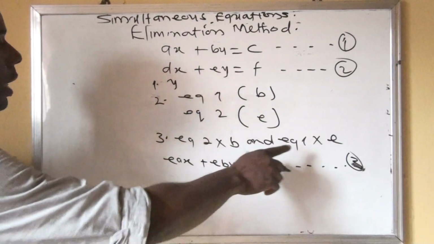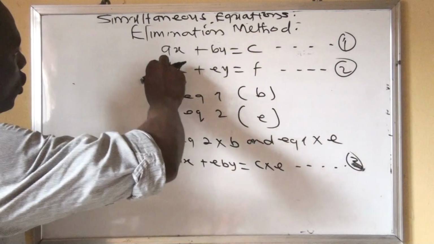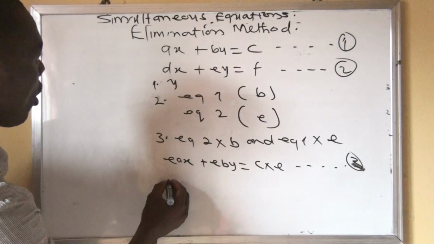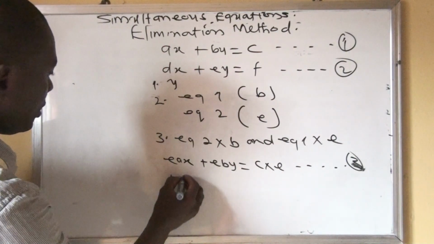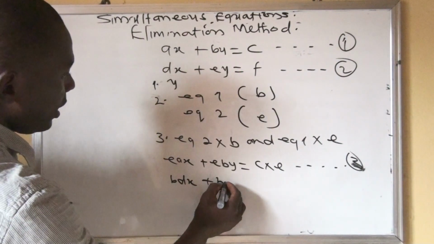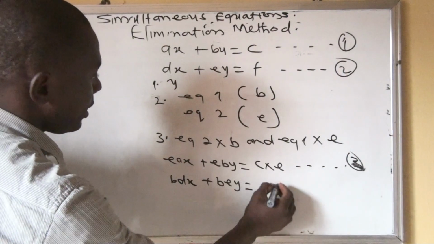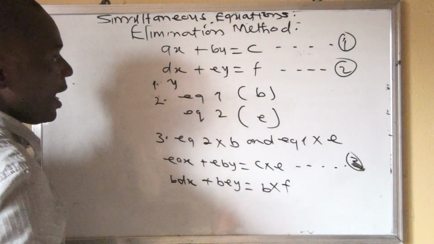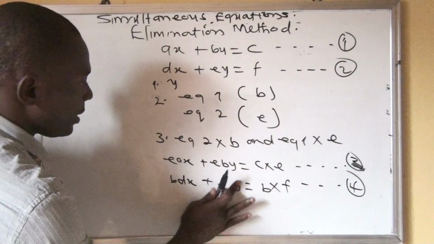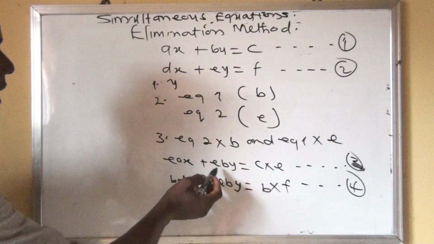Here we come again, we look at the coefficient of b, we're going to use it to multiply equation 2. So here will now become b d x plus b e y is equal to b times f. This becomes equation 4. As you can see, this one is the same thing as e b y. This one is the same thing as e b y.